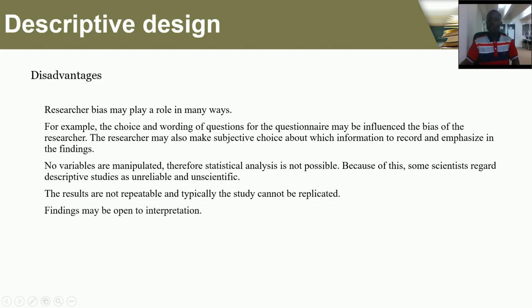Findings may be open to interpretation since there is no structured or rigorous systematic way of reporting the findings, and the findings reporting is also biased based on the researcher. These findings may be open to interpretation. Other people might come out with their own interpretation concerning the data gathered.